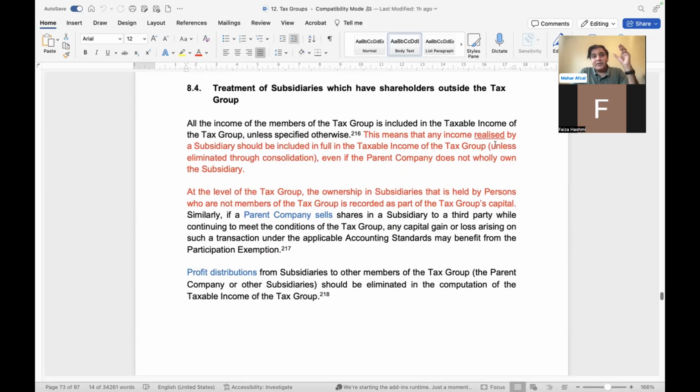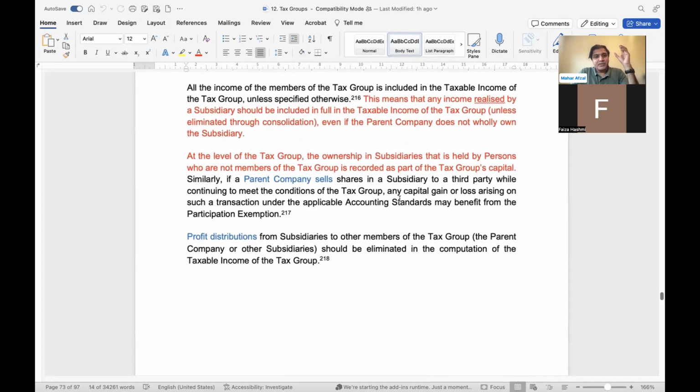That means that any income realized by the subsidiary should be included in full in the taxable income of the tax group, unless eliminated through intercompany transaction. Even if the parent company doesn't wholly own the subsidiary, even if the parent company is holding 95% share of the subsidiary, still this parent company needs to consider 100% taxable income of the subsidiary. At the level of the group, the ownership in subsidiaries held by a parent company who is not a member of the tax group is recorded as a part of the tax group capital.